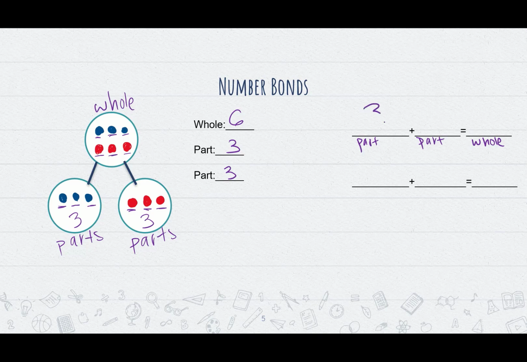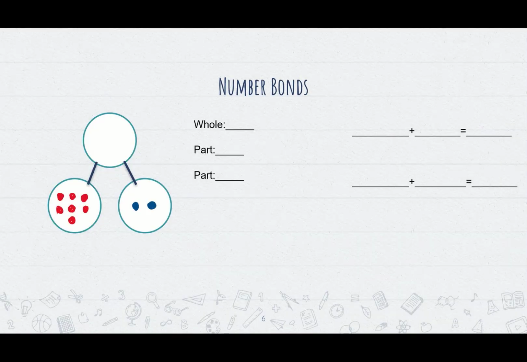So we have our 3 plus our 3 part, we have a whole of 6. And so if this is our blue and this is our red, we can write the same sentence, 3 plus 3 equals 6, because it's the same number. 3 is the same number, so it doesn't change our sentence when we switch our parts. Now we're going to try something a little bit different. So this time we have each part and we need to figure out what the whole is.